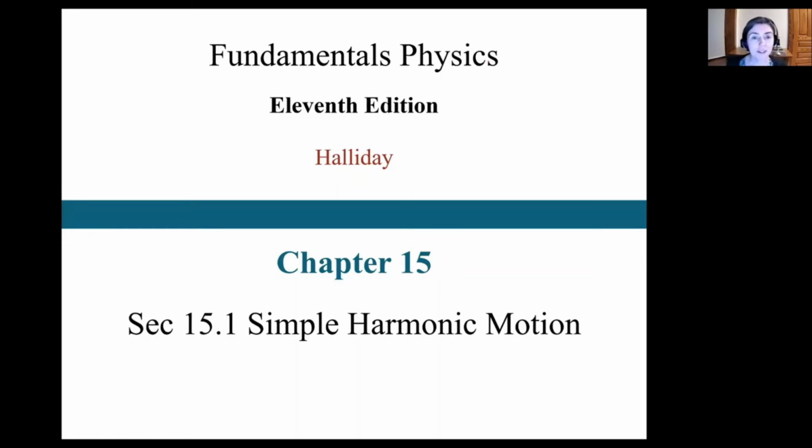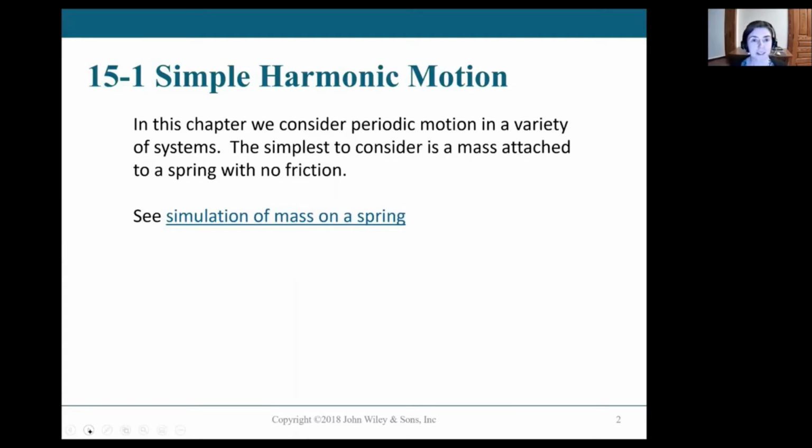I want to introduce you to simple harmonic motion. This is the beginning of chapter 15. In this chapter, we're considering various different systems moving with periodic motion. And the simplest system to consider, the one we're going to start with, is a mass on a spring, so with no friction.